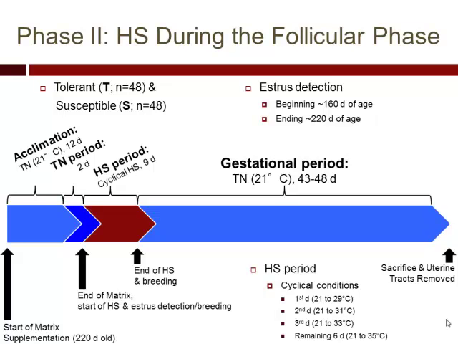And so the last day of Matrix was also the first day that we initiated this cyclical heat stress, where we ramped them up to 33 degrees for 12 hours a day. And we had to let them cool off through the night, primarily as a result of doing the boar exposure and heat detection.